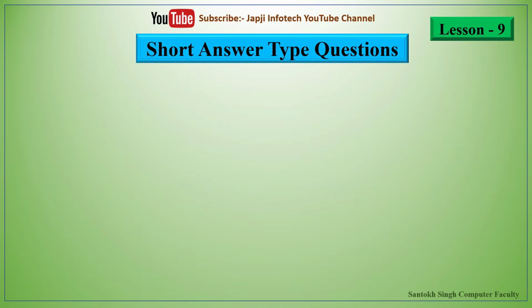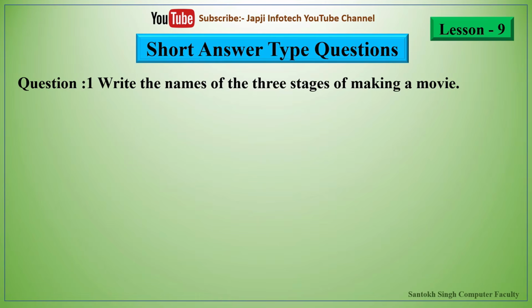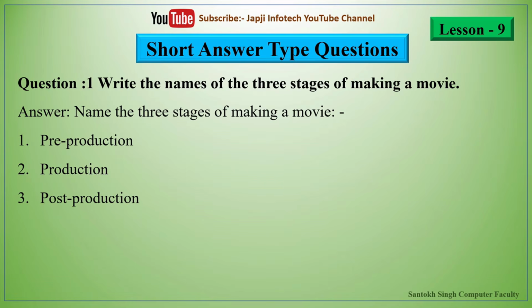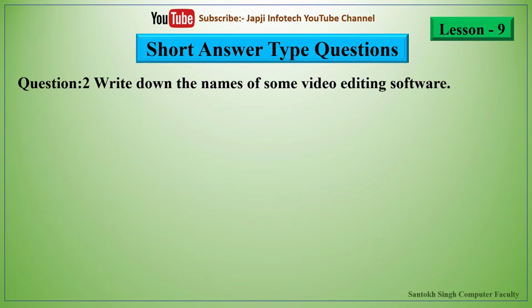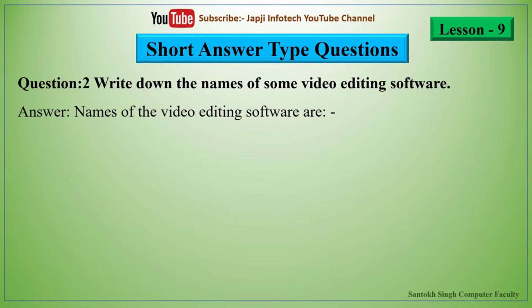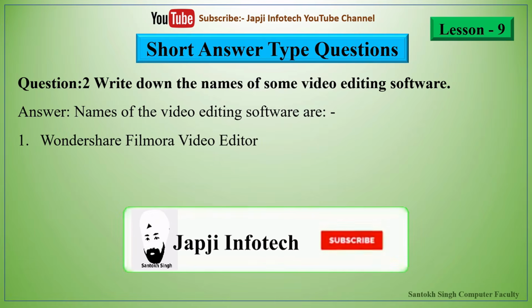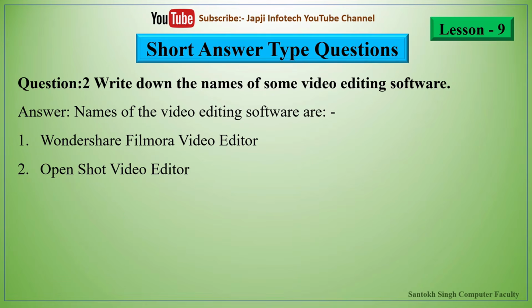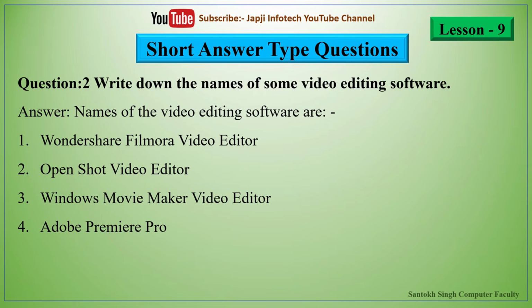So now we will learn about short answer type questions. The first question is: write the names of the 3 stages of making a movie. The names of the 3 stages of making a movie are: the first one is pre-production, second one is production, third one is post-production. Second question is: write down the names of some video editing software. The names of the video editing software are: the first one is Wondershare Filmora Video Editor. Second one is OpenShot Video Editor. Third one is Windows Movie Maker Video Editor. Fourth one is Adobe Premiere Pro.